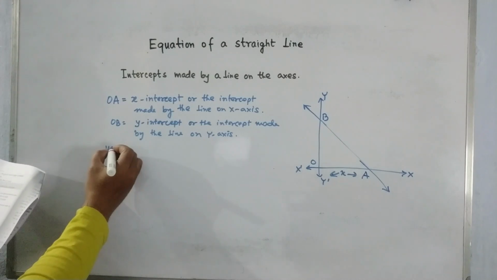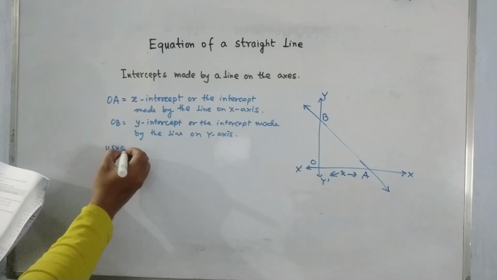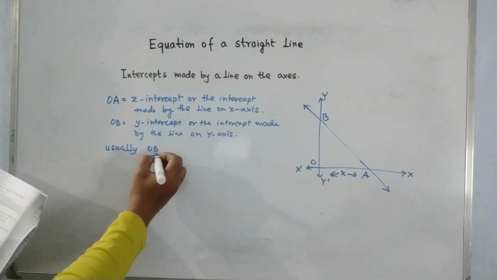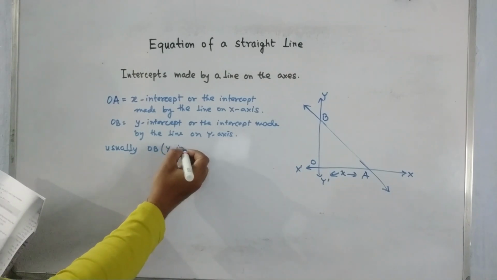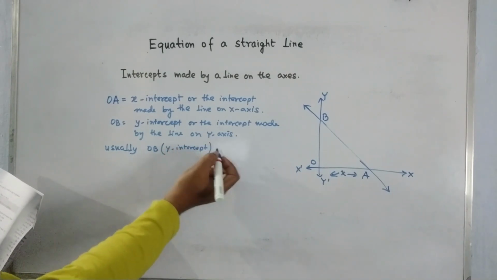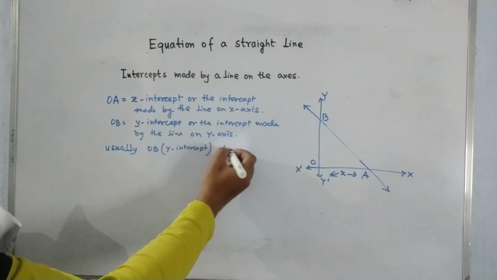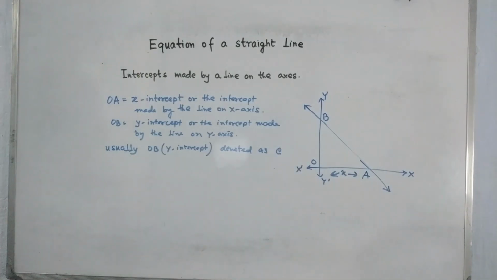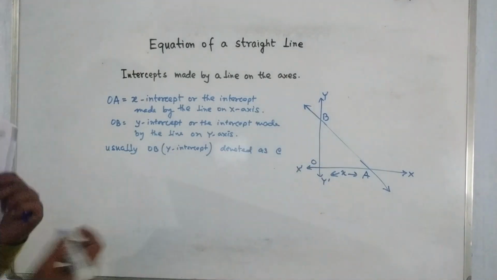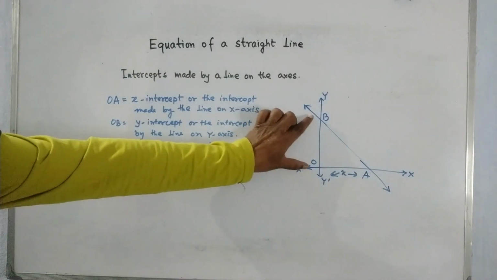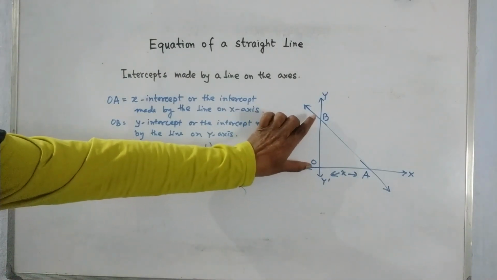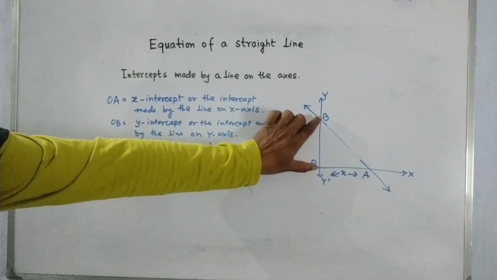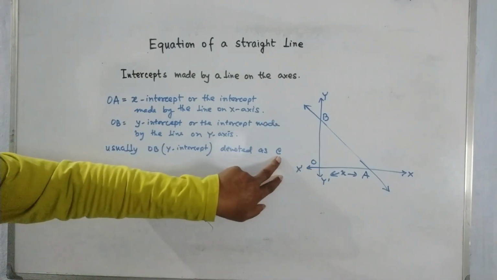Usually these OB, that means the y-intercept, is denoted as small c. Usually OB, the amount of interception from this origin OB, that means the value of y, is denoted as small c.